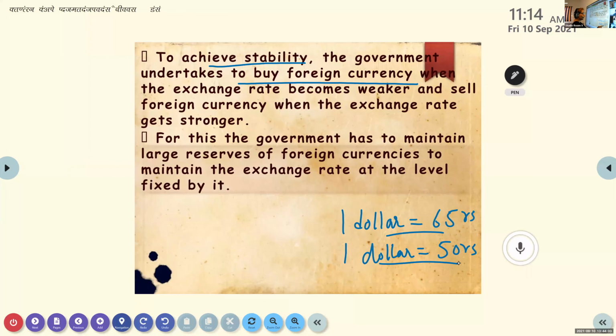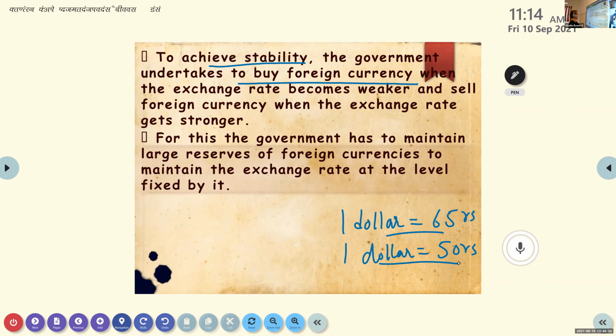Now with 50 rupees, we can buy more things with that $1. Okay, like that if you see. So this is a situation of stronger and weaker. So whenever the exchange rate is stronger, we sell the foreign currency. And whenever the exchange rate becomes weaker, we buy the foreign currency.